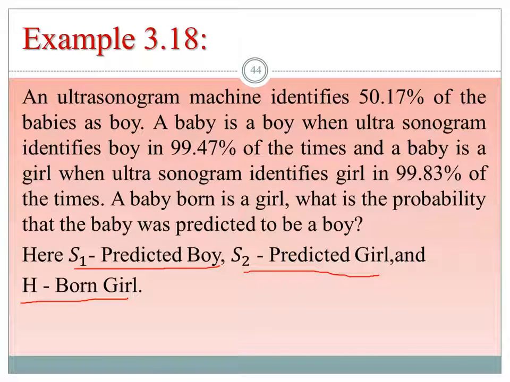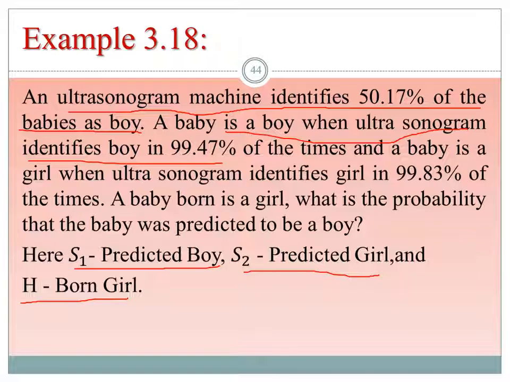In this case the percentages are very important. First, if you write it down in notation format, then maybe we can easily figure out this problem. An ultrasonogram machine identifies 50.17% of the babies as boys. In the second sentence, a baby is a boy when the ultrasonogram machine identifies boy in 99.47% of the cases. And the third one, a baby is a girl when the ultrasonogram identifies girl. Our question: the baby born is a girl, what is the probability that the baby was predicted to be a boy?